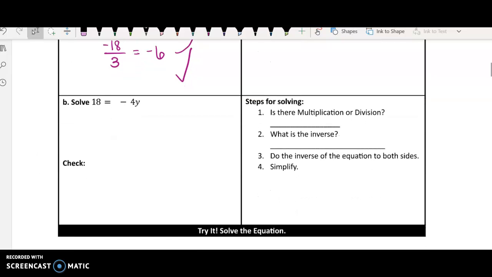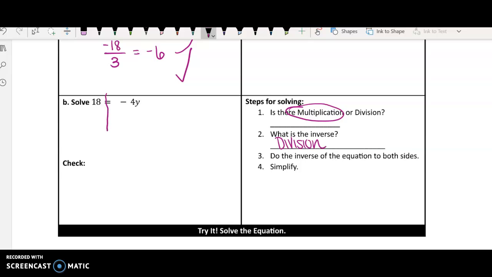Let's do another one. So right now, when something is next to a letter, that means we are multiplying. So we could put a little dot here, but mathematicians are lazy. So we just stick it next to the letter. So that means we have negative 4 times y. So negative 4 times some number will give us 18. Okay, so we are multiplying, which means the inverse is to divide. So the inverse is division.